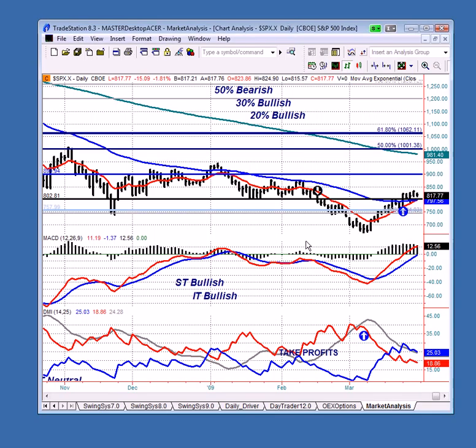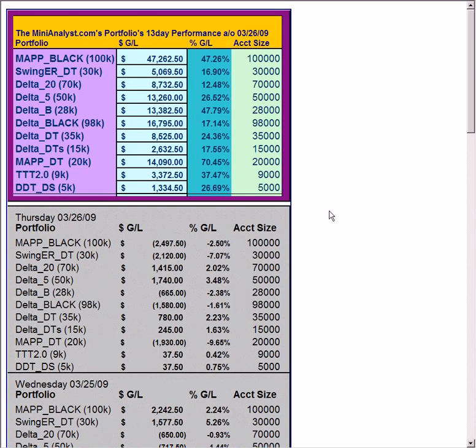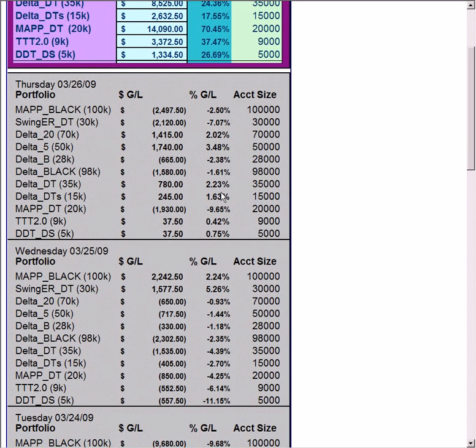So where are our portfolios? We're going to go ahead and switch over and take a look. Well, over the last, here's actually our performance. Thursday, kind of a mixed picture was the case yesterday. Thursday, Matt Black down 2.5%.